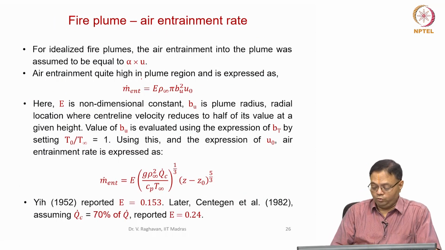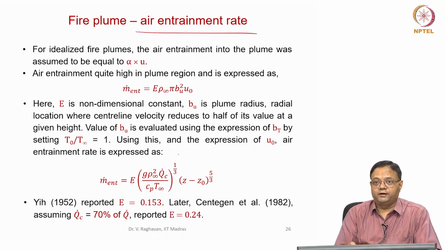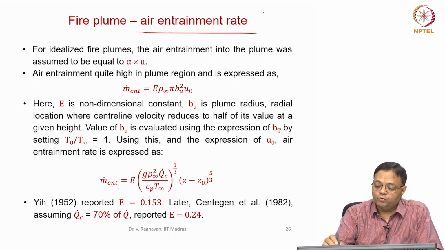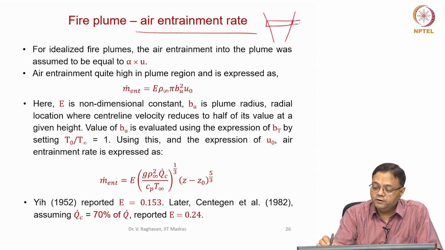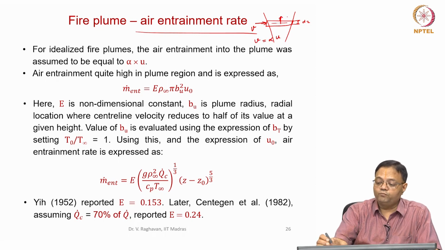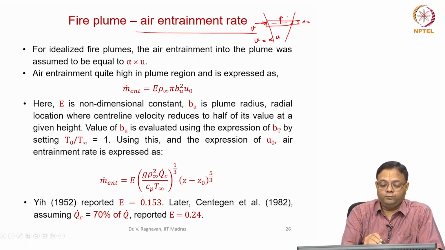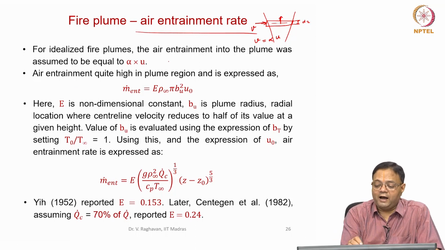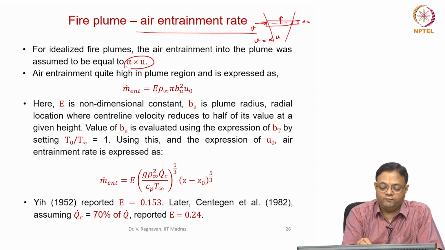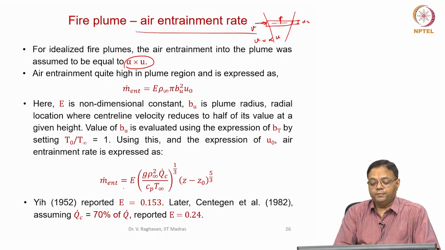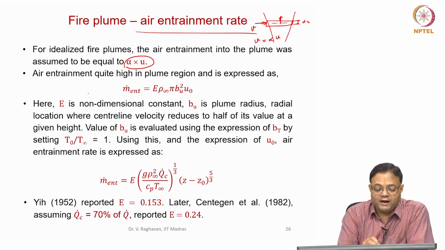Now let us go to the air entrainment rate. We have seen that when you consider a control volume here at a particular height, so this is a dz at a particular z. Air comes in with a velocity of v, which we have taken as alpha times u, where u is the average plume velocity at a particular height. So in the idealized plume, the air entrainment into the plume was assumed to be alpha, which is a constant, into u.